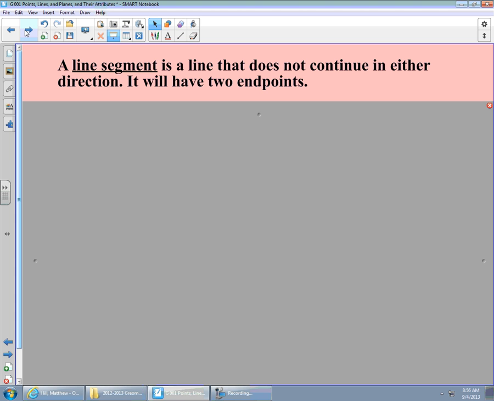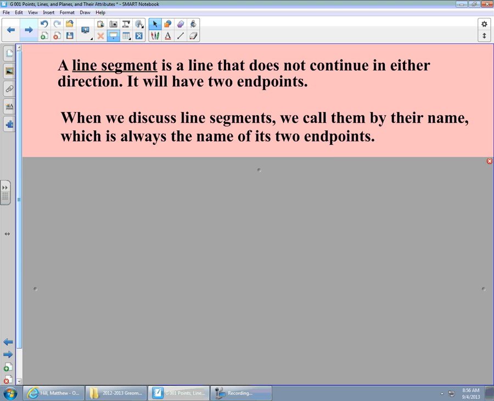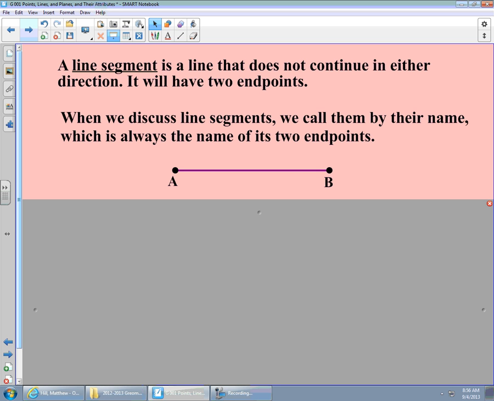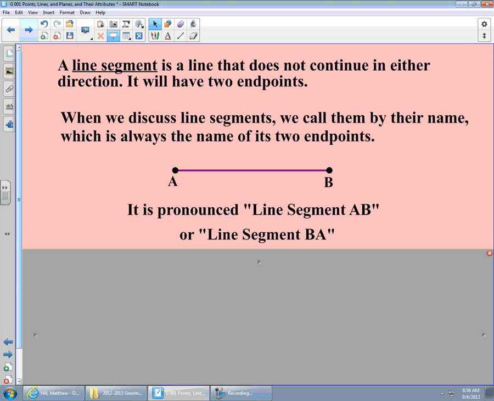Another different type of a line that we have, and you're probably familiar with this one as well, is a line segment. A line segment is a line that does not continue in either direction. And of course, if it doesn't continue in either direction, then it has 2 endpoints. When we discuss line segments, we will of course call them by their name, and their name is always the name of its 2 end points. So in the case of the diagram that you're looking at there, this would be line segment AB.